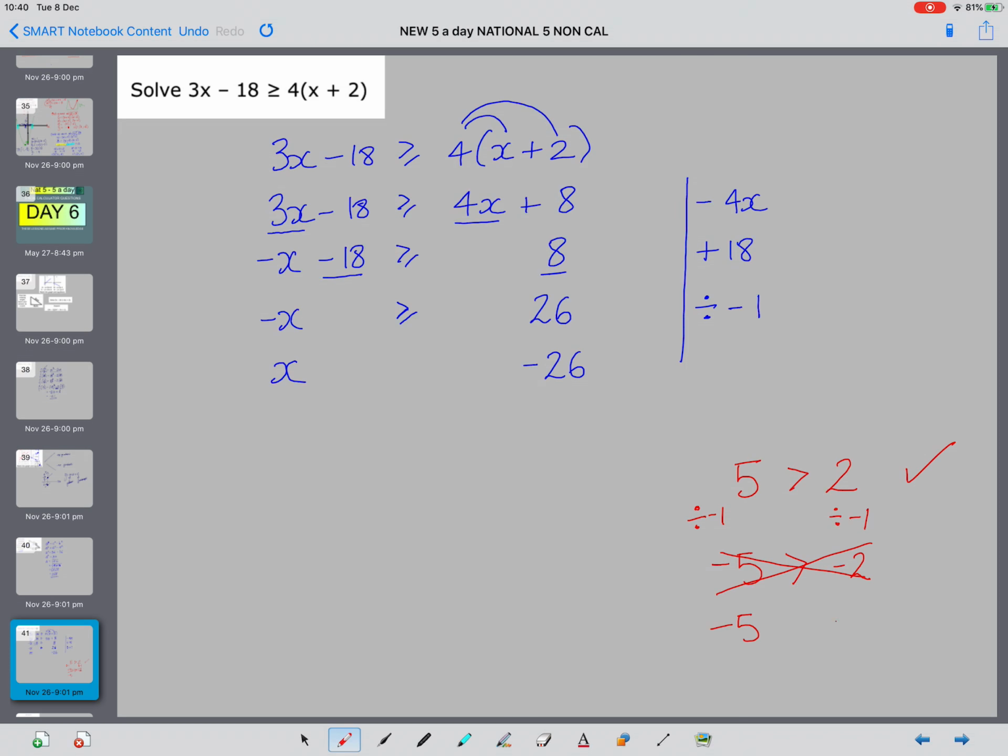So what happens when you're dealing with negatives and inequalities? That inequality sign flips and becomes less than to make it true. So is negative 5 less than negative 2? Yes, it is. So whenever you're multiplying or dividing by negatives on each side of an inequality sign, this inequality sign has to flip. So similarly up here, this inequality sign here becomes less than or equal to. And that's my final answer.